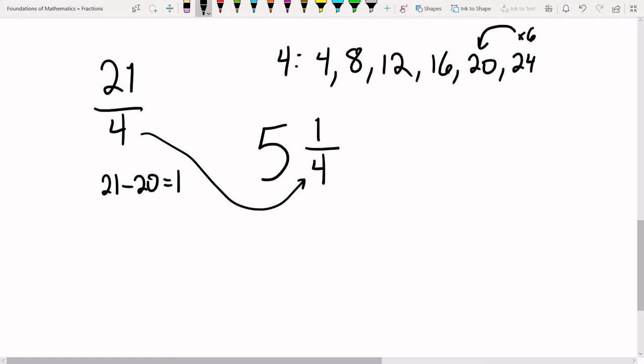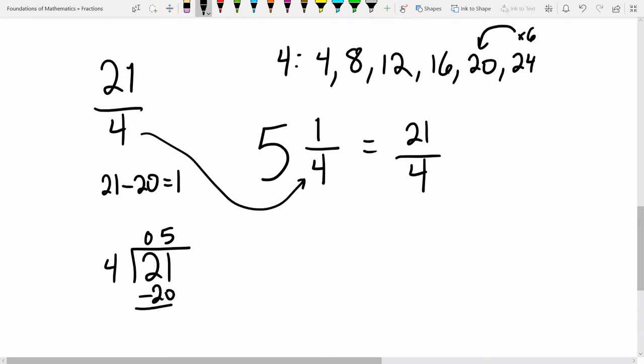So 5 1/4 equals 21/4. That's because 4 can go into 21 5 times evenly with a remainder of 1. As I said before, you can just actually do the division here. 4 can't go into 2, so it goes into 2 0 times. 4 can go into 21 5 times. 5 times 4 is 20. We get 1 left over, so we have 5 remainder 1. So that's what tells us there's 5 with 1/4. Each of these numbers here, the 5, the 1, and the 4, are all used in the mixed number.